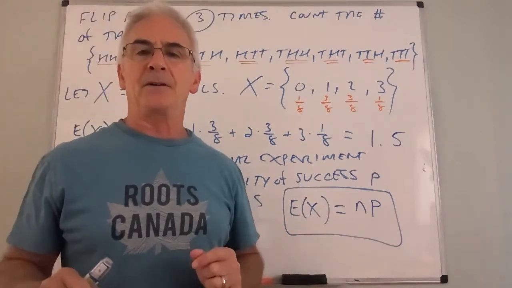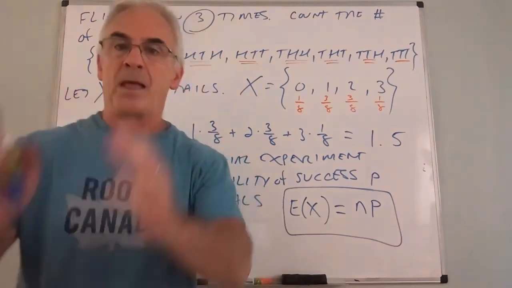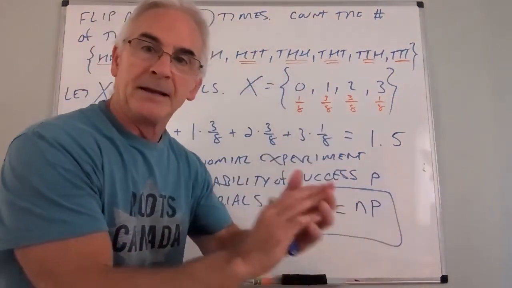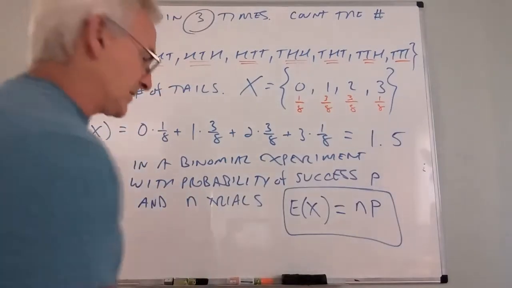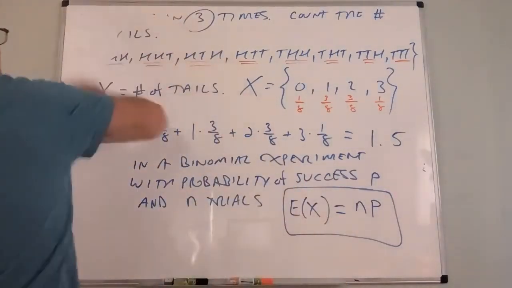So expected value is simply take the outcome and multiply it by its probability. And when you add them all up. Now, we're going to do several examples of this just to make it easier to understand.